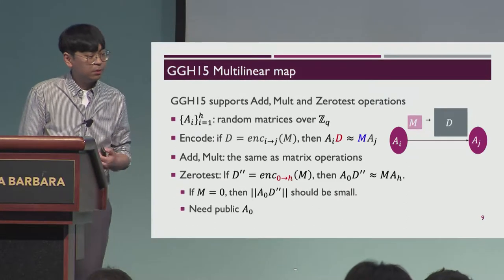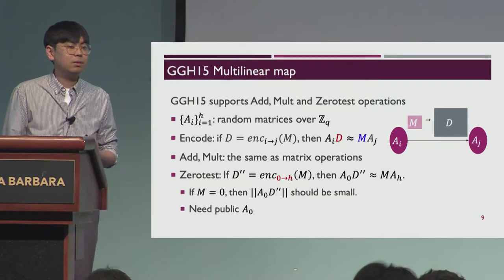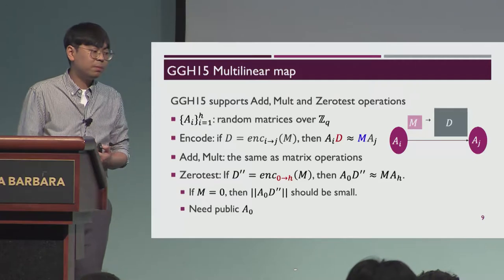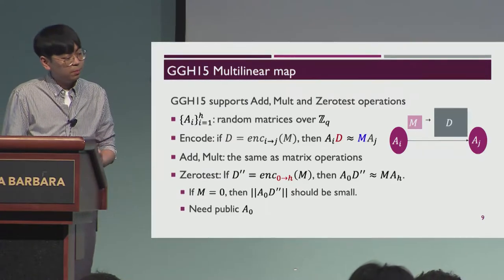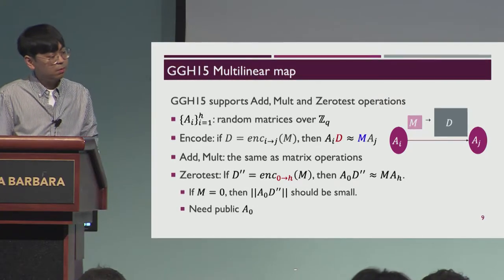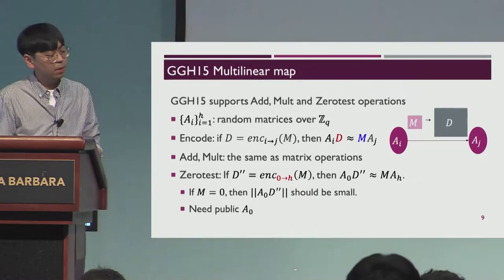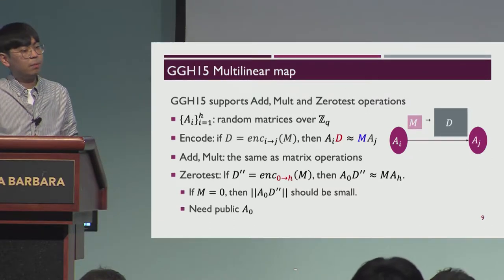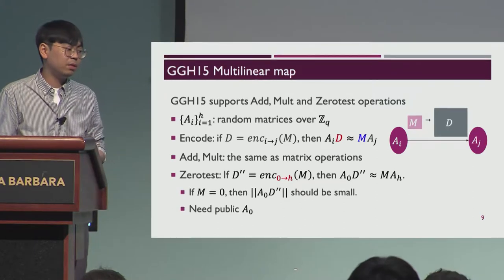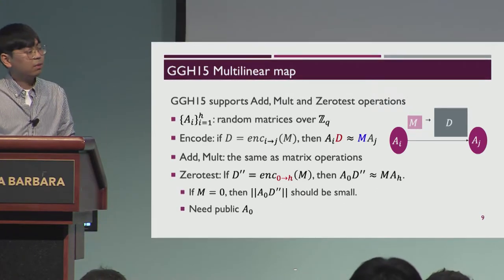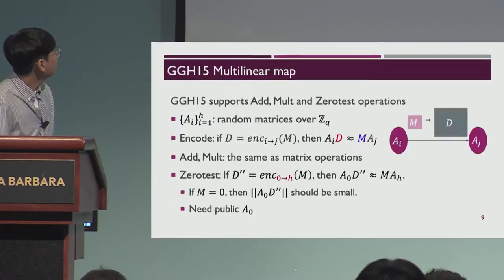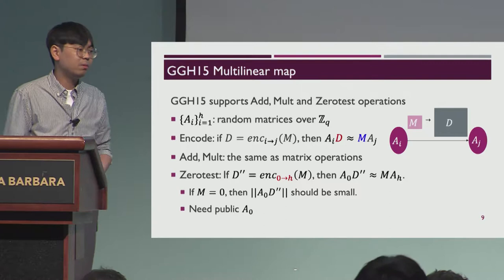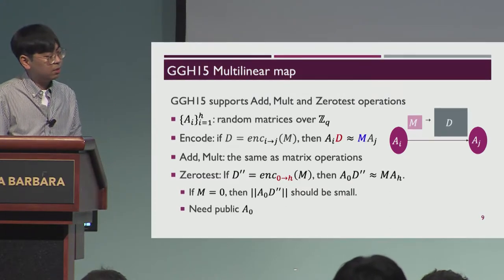And the last operation, the key operation of the GGH15 multilinear map, is the zero test. It is used to determine whether the matrix is zero or not. Indeed, if D'' is the encoding of M with a special edge from 0 to h, then A_0 D'' is approximately equal to M A_h due to its construction. So we can determine whether M is zero or not by calculating the norm of the matrix A_0 D''. If M is 0, then the matrix should be small. However, if M is not zero, then the norm is not small because A_h is a random matrix.